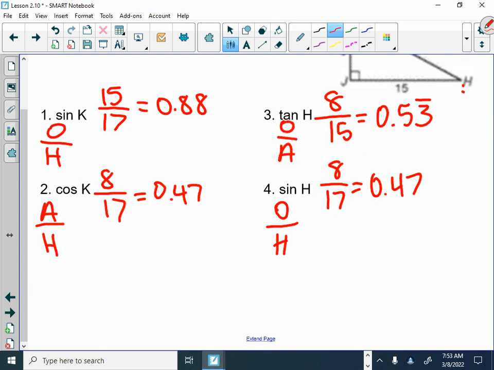Good. Okay, so know your SOHCAHTOA by heart. You don't have to know the trick sentence for it. Okay, you don't have to know that. But as long as you can remember SOHCAHTOA and what it stands for, you're good.